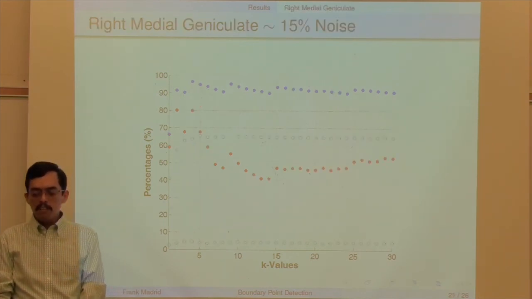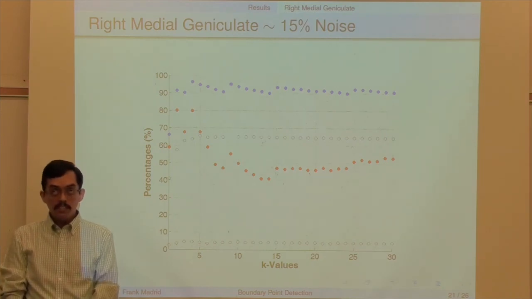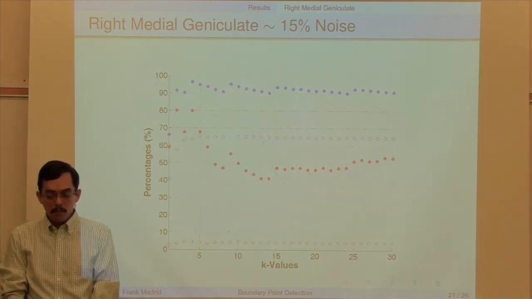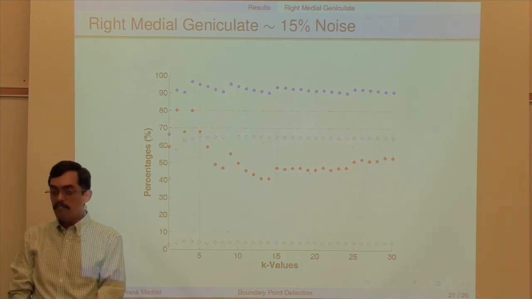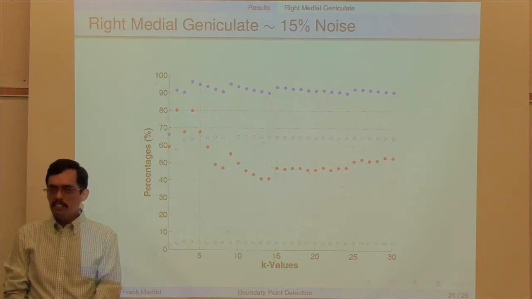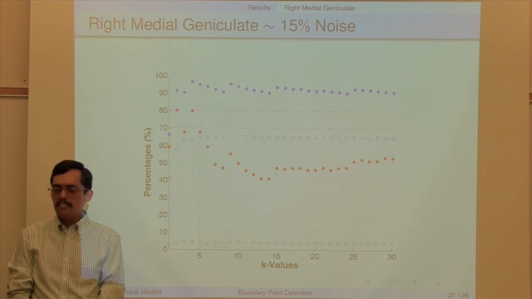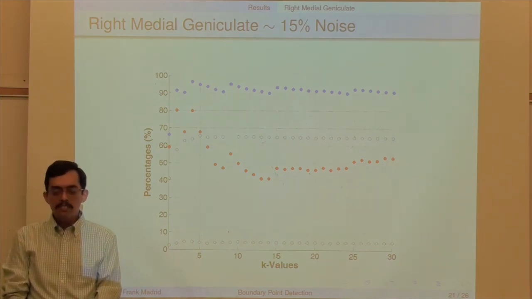Witnessing the effects of our experimentation on the right medial geniculate, again, the robust Cocone algorithm has shown its propensity to remove most of the noise within our sample data. However, this time we're only maintaining 60% of the original sample points, while the reverse k nearest neighbor algorithm still is preserving approximately 95% of the sample points and removing consistently approximately 50% of the noise.